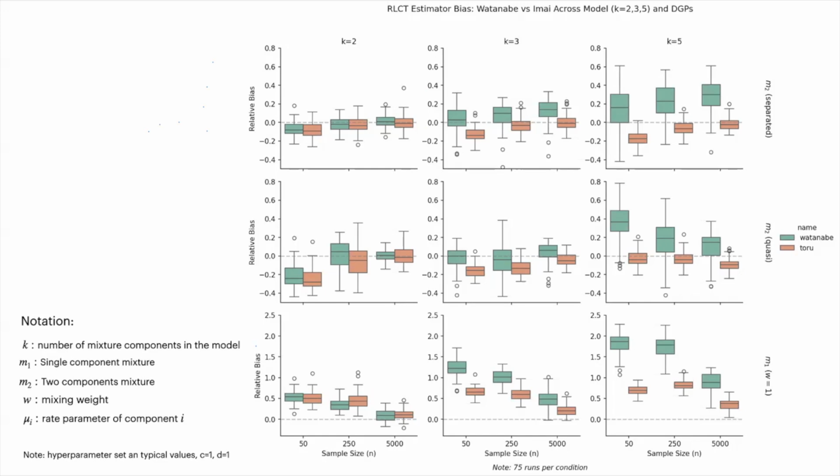Now, the first row is the first data generating process. That's the regular case, a 2 mixture component, well separated. The middle row is when they are not well separated, and the bottom row is when you have a single mixture component, so it's truly singular. In the top left, as you can see, both Watanabe and Imai behave the same. The variance is not very different. Obviously, we only have 75 samples, so it's very hard to draw conclusions.